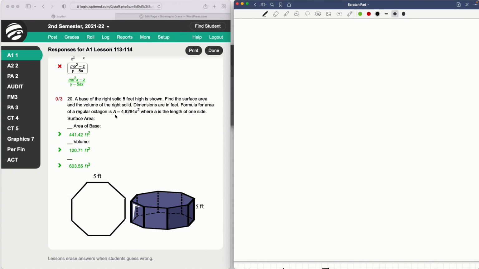We have never found the area of an octagon before, but I gave you the formula within the problem to do so. So the area of an octagon equals 4.8284 times a squared, where a is the length of one side. So the length of one side is 5 feet. So the area of this octagon would have been 4.8284 times 5 times 5, which is 25.